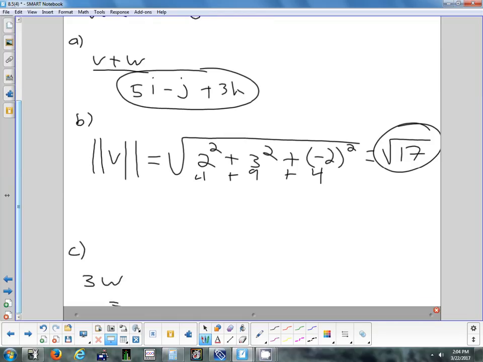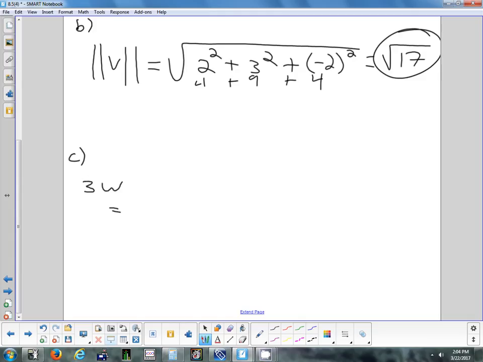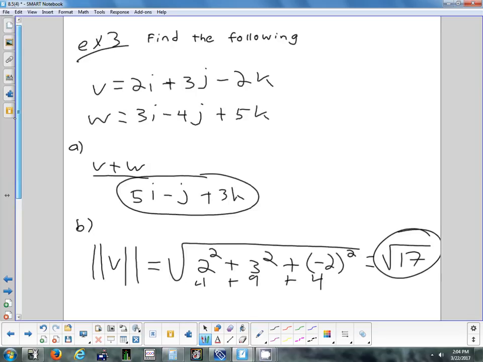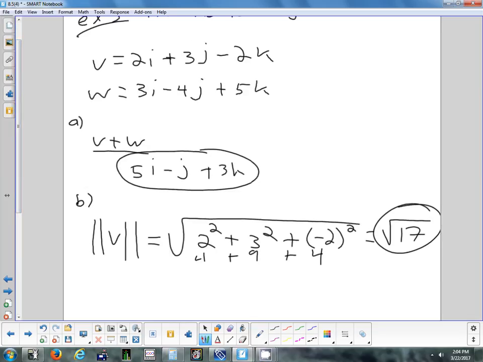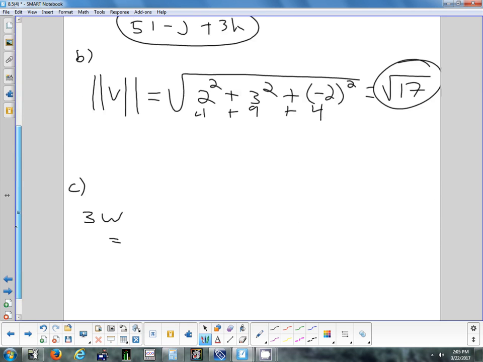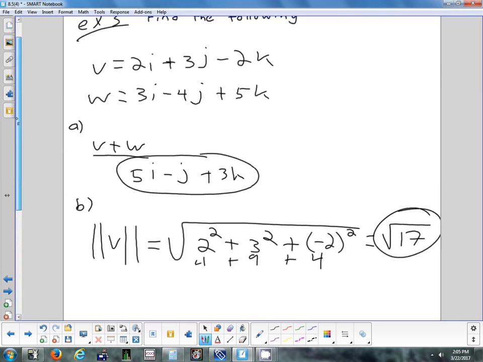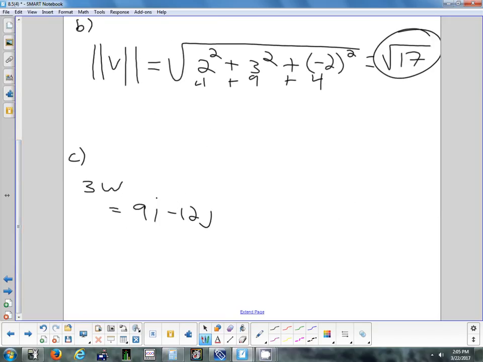Okay, and the last one is a scalar product. I want to find the length of W, well, not the length of that, I want to triple W. Okay, so what would we get if we triple W? Yep, 9I, -12J, plus 15K. That's it. 9I minus 12J plus 15K.